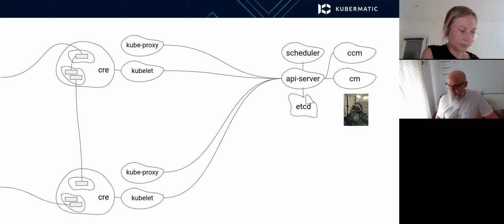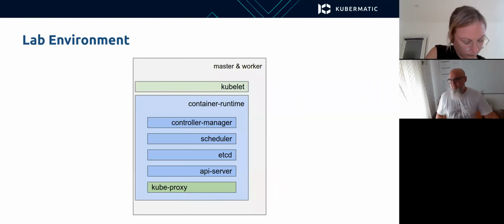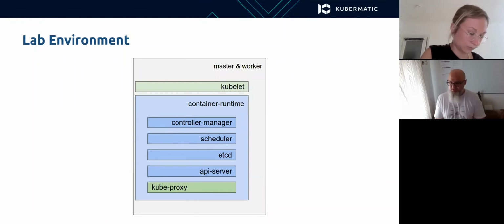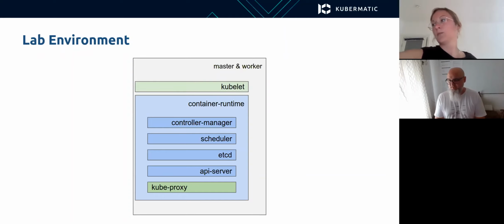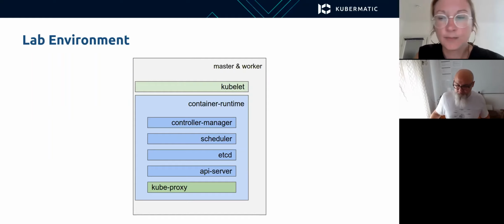Each great story needs a villain. And in our case, this is Hakerios. And Hakerios will now try to do bad stuff with King Admin's Kubopolis. Before we start, the lab environment, as already mentioned, I used kubeadm for setting up a Kubernetes cluster. So everything is running in containers except the kubelet. Also, this is a single node cluster for the sake of simplicity, meaning it is working as master and worker node at the same time.